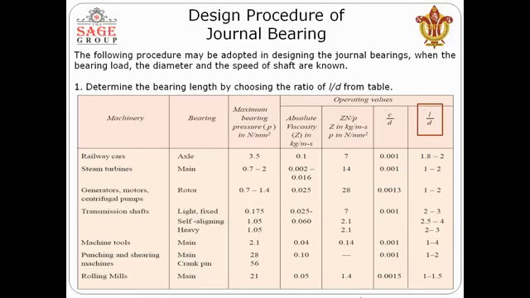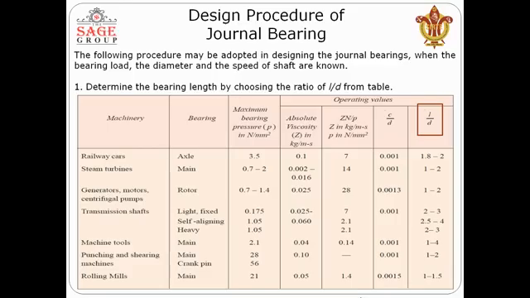Students, for the design of a journal bearing, we need three things earlier. We should know the bearing load that the particular bearing is carrying, the diameter of the bearing, and the speed of the shaft. These three things are very much required for design of the journal bearing. Number one, bearing load, then the diameter, and last one is the speed of the shaft. When we know all these things, the following procedure can be adopted for designing of the bearing.